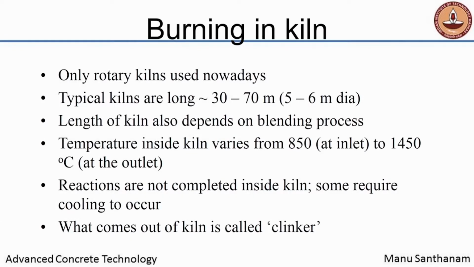Temperature varies from about 850 degrees Celsius at the inlet to about 1450 degrees Celsius at the outlet. I will show you in the diagram later that there are two temperatures you need to look at. One is the temperature produced by burning, that means the temperature of the gas in the kiln. The other is the temperature of the raw materials itself. Please remember that the reactions of the raw materials get accomplished when the temperature in the raw materials reaches that level. It is not the gas temperature, but the raw material temperature that is very important. So, the gas temperature at the outlet may be even higher than 1500, but the raw material temperature is only about 1450 degrees Celsius when it comes out of the kiln.